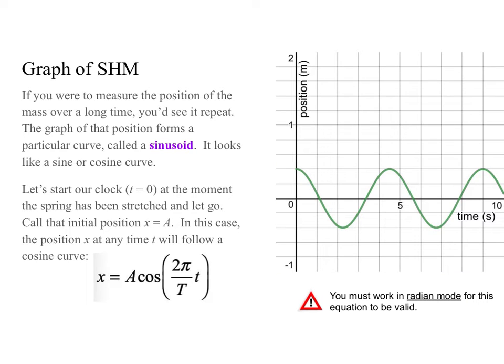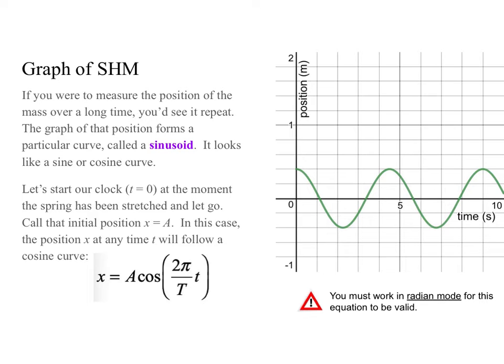Graphs of simple harmonic motion. If you were to measure the position of a mass over a long time, you'd see it repeat. The graph of that position forms a particular curve, which is called a sinusoid. It looks like a sine or a cosine. Sinusoid is just a generic term for sine or cosine or some variant thereof. An older name for the sine and cosine functions was the harmonic functions, which is why this is called simple harmonic motion. They were called that because this is also the motion associated with the tones that you hear in harmonies.